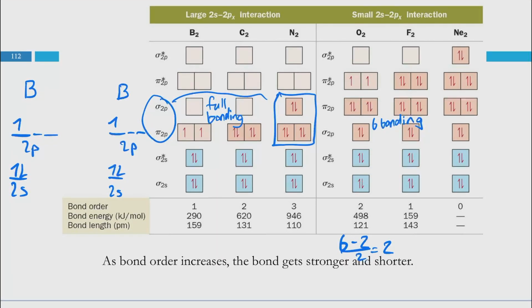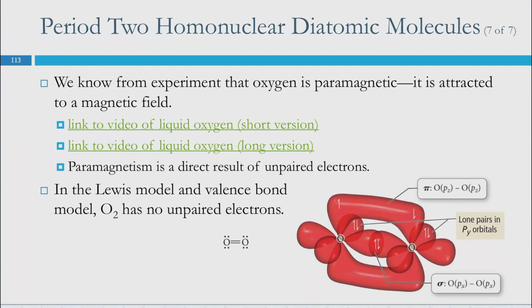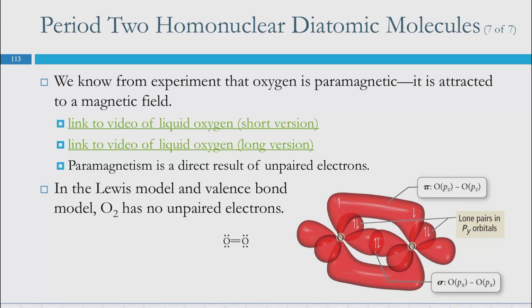One thing that's cool about the molecular orbital theory is oxygen, if you can get it into a form like a liquid, it's paramagnetic. So it will actually get attracted to a magnetic field. And if you remember our definition for paramagnetic from previously in the class, paramagnetic means we have unpaired electrons.